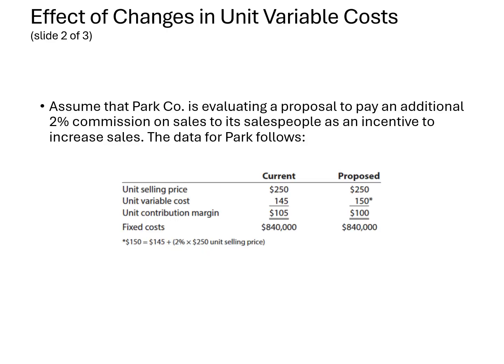Let's see how this can help us make decisions. Assume that Park Company is evaluating a proposal to pay an additional 2% commissions on sales to its salespeople as an incentive to increase sales. The data for Park is as follows. The unit selling price, what they're going to charge their customers, stays the same, but unit variable cost is what increases. It goes from 145 up to 150. This makes unit contribution margin decrease because the variable cost went up, and fixed costs will stay the same.